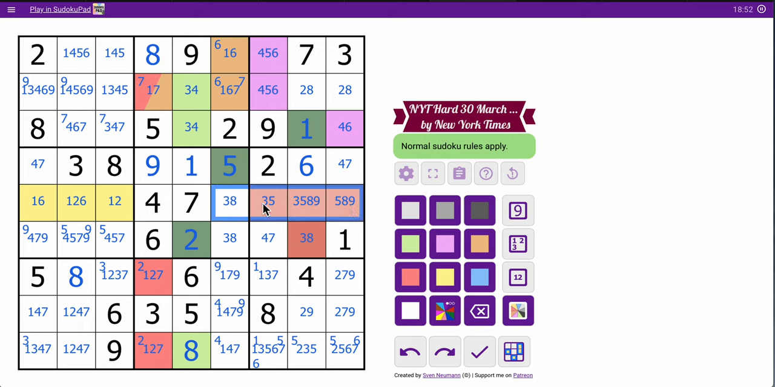So 3, 5, 8, 9 quad here and here. They both see each other. Okay, that's down to 3 or 8. There, that looks right. I incorrectly assumed this was a 2, 7, 9. I'm not sure where I go from that point, because I don't have anything else restricted that I can see.